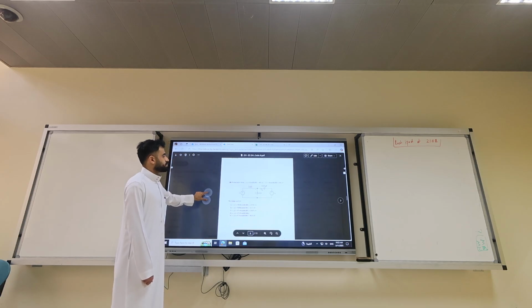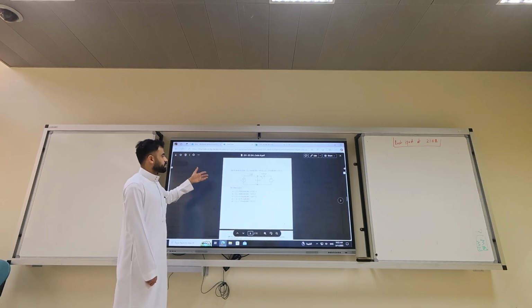How about this problem? Chapter 5, of course, but was this nodal or mesh or what? Probably mesh.